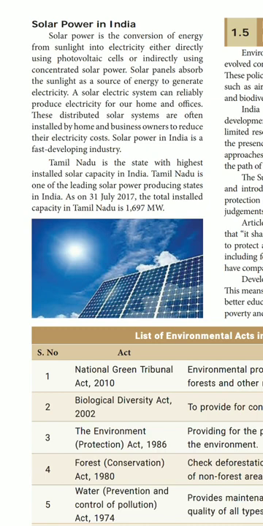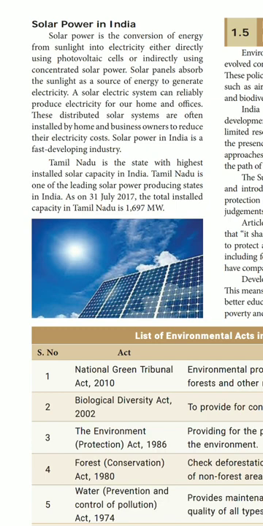So, solar power is the conversion of energy from sunlight into electricity, either directly using photovoltaic cells or indirectly using concentrated solar power. The solar panel absorbs the sunlight as a source of energy to generate electricity. Because of this, a solar electric system can reliably produce electricity for our home and offices. These distributed solar systems are often installed by home and business owners to reduce their electricity cost. Solar power in India is a fast developing industry.